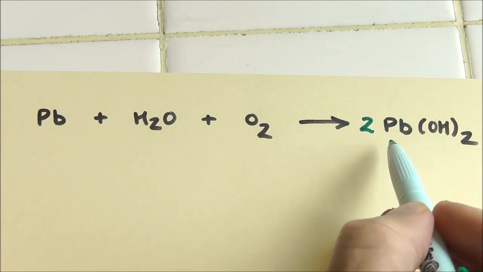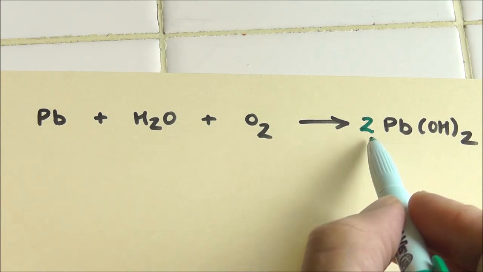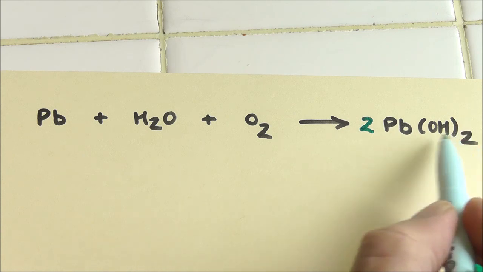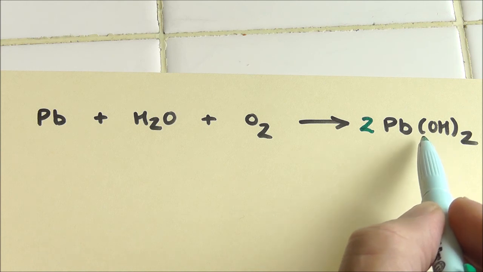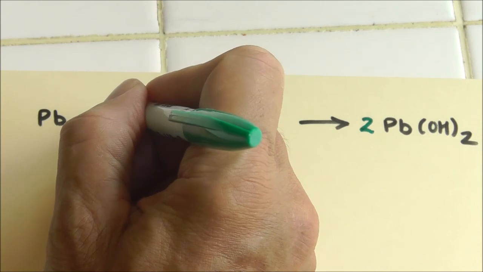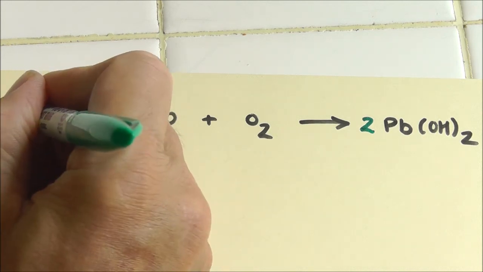Since I'm not going to use O2 later, I've got 2 times, now watch out, that parentheses means that there's 2 OHs. And so it's 2 times 2, I've got 4 hydrogens on the right, and I've got 2 on the left, so I'm going to slap a 2 there. Now I've got 2 elements left, and these are easy to get out because I've got a problem with the lead. There's 2 on the right and 1 on the left. Let's go ahead and fix that.